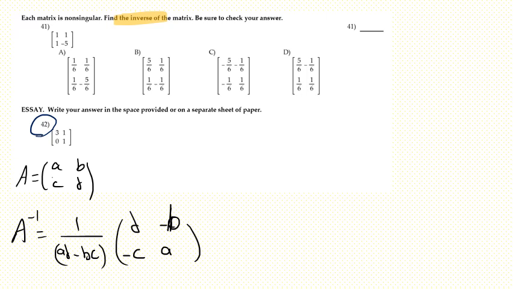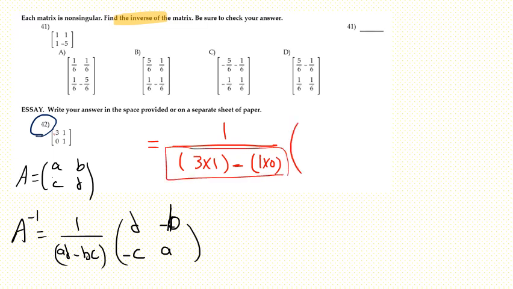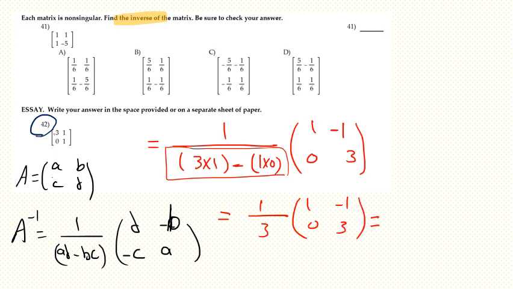So it's 1 over 3 by 1 minus 1 by 0. And notice that if this value is equal to 0, there is no inverse for the matrix. Then I change the place of 1 and 3 and change the sign of 0 and 1. 1 is positive, I change it to negative. So it's equal to what? 1 over 3 multiply 1 and negative 1 and 0 and 3. It doesn't finish because you are going to multiply this fraction by these 4 values.